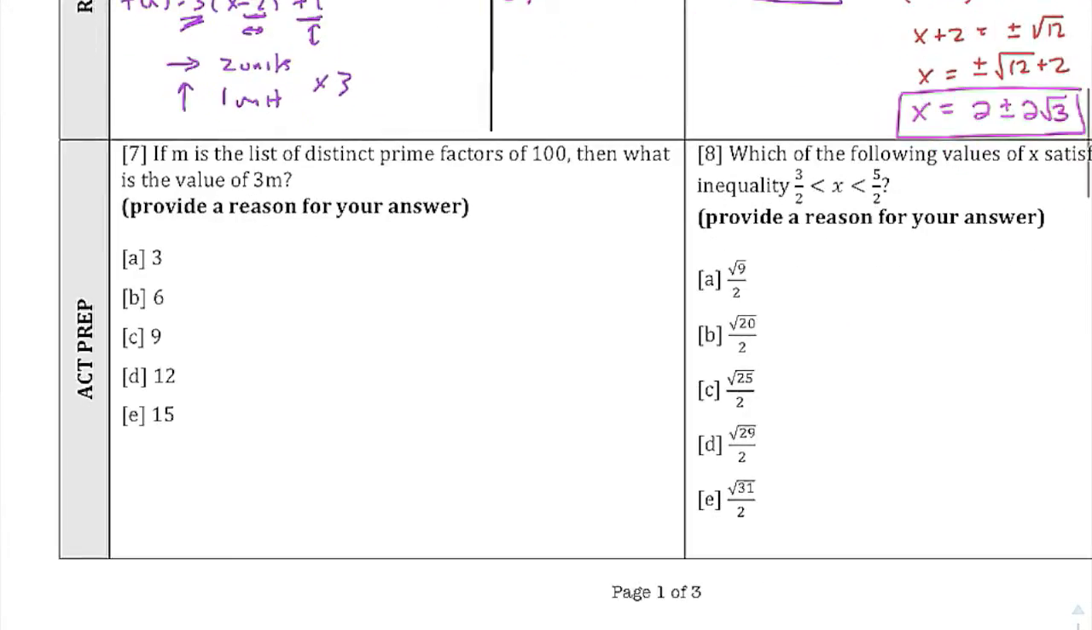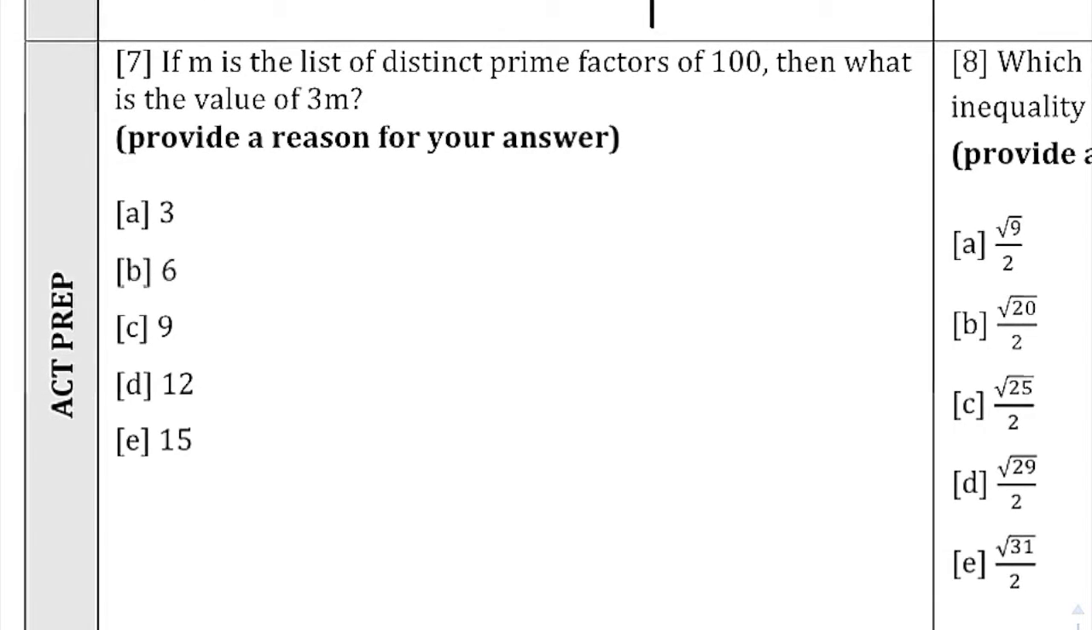All right, so let's move on to some ACT prep. If m is a list of distinct prime factors of 100, then what is the value of 3m?